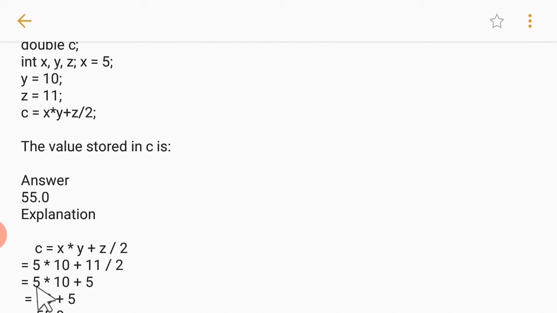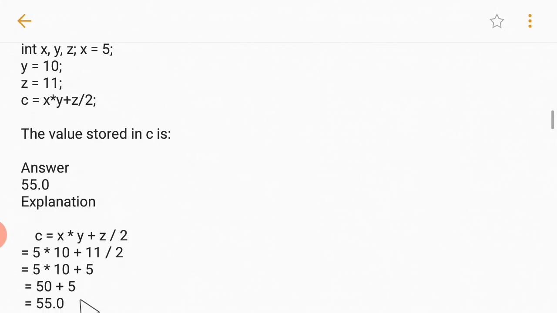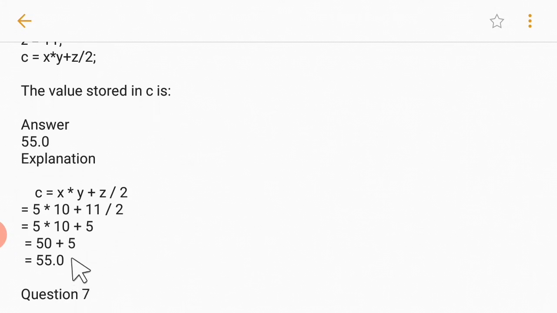Okay, whole number. Then 5 into 10, that is 50. 50 plus 5 is 55. Okay, need to understand, I have not written 55. Actually it is 55.0 that will be there. The reason is, because C is what? Double type. The answer is 55, but what will go in C will be of double type. That's why it is 55.0.